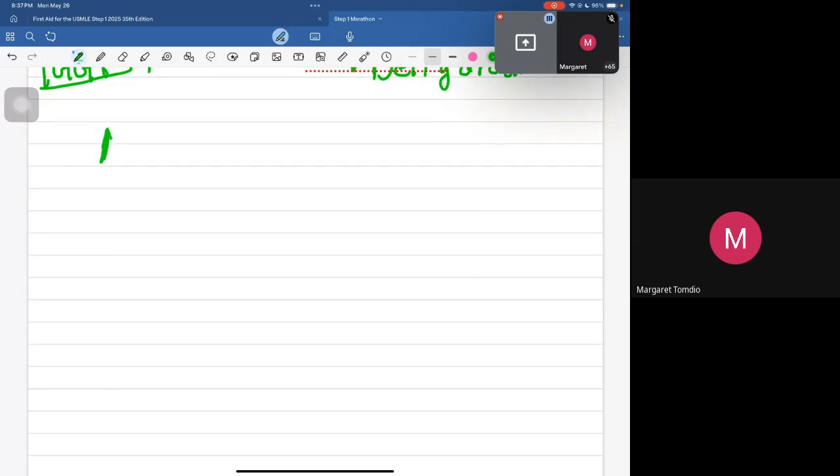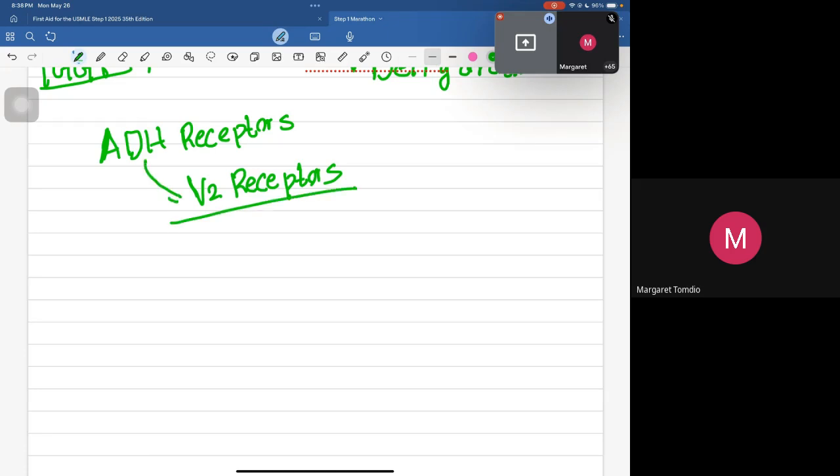Now, I want you guys to annotate this on your First Aid as well, because it's not present there. There are two kinds of ADH receptors. Number one are the V2 receptors of the ADH. And how do these receptors work? When ADH binds to the V2 receptors, and where are these V2 receptors present? They are present in the distal convoluted tubule and the collecting duct.